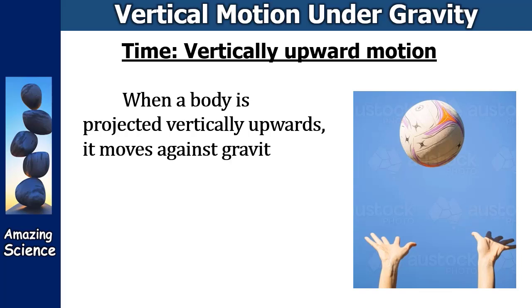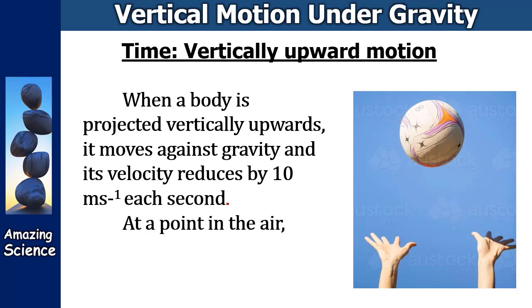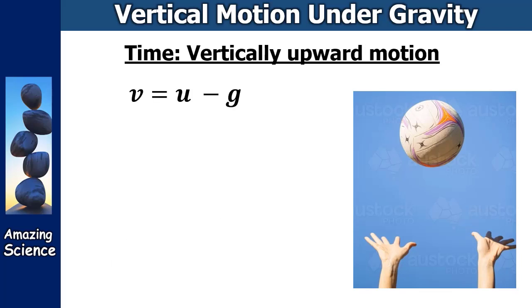This means that eventually its velocity will be 0. When a body reaches its maximum height, its velocity is 0 meters per second, and this is its final velocity, v. So using the first equation, which is v is equal to u minus gt, we can write that 0 is equal to u minus gt, because at the maximum height, the final velocity v is equal to 0.